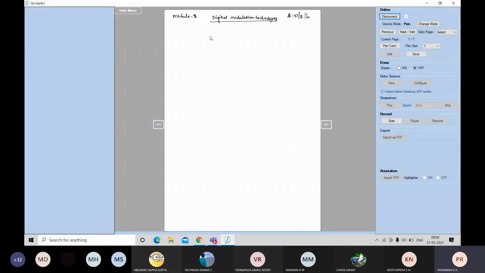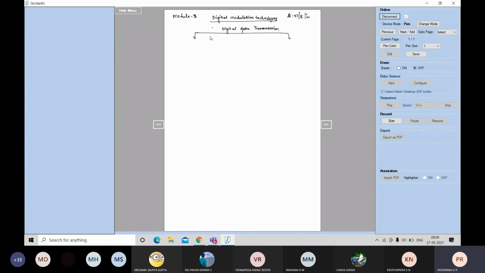So when you go for this digital modulation techniques, first let us understand the digital data transmission. When you go for this digital data transmission, there are two different types of data transmissions we can do. Able to see the write-up, right, students? Yes, ma'am. Yeah, digital data transmissions are of two types.